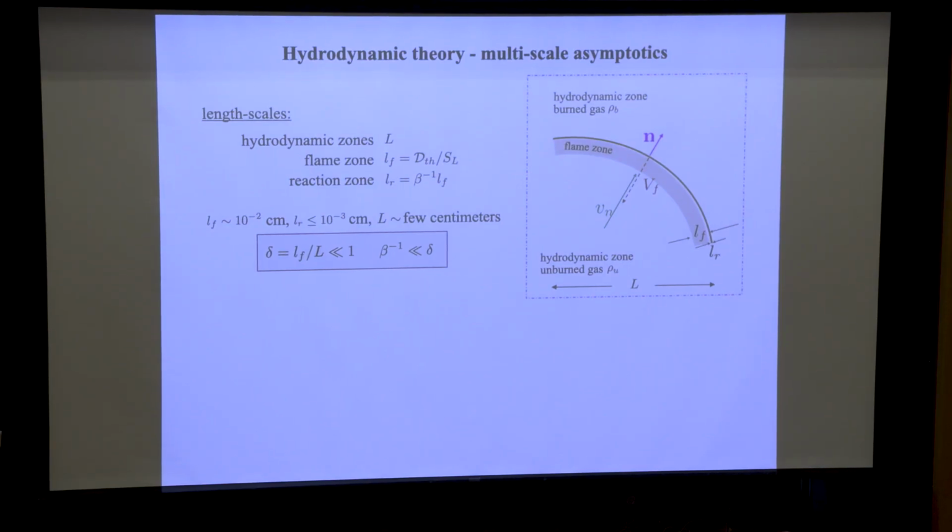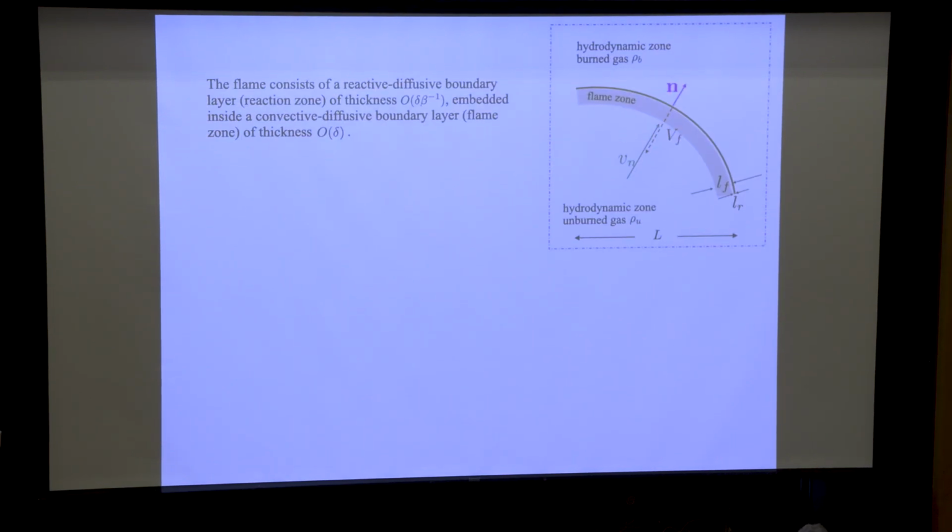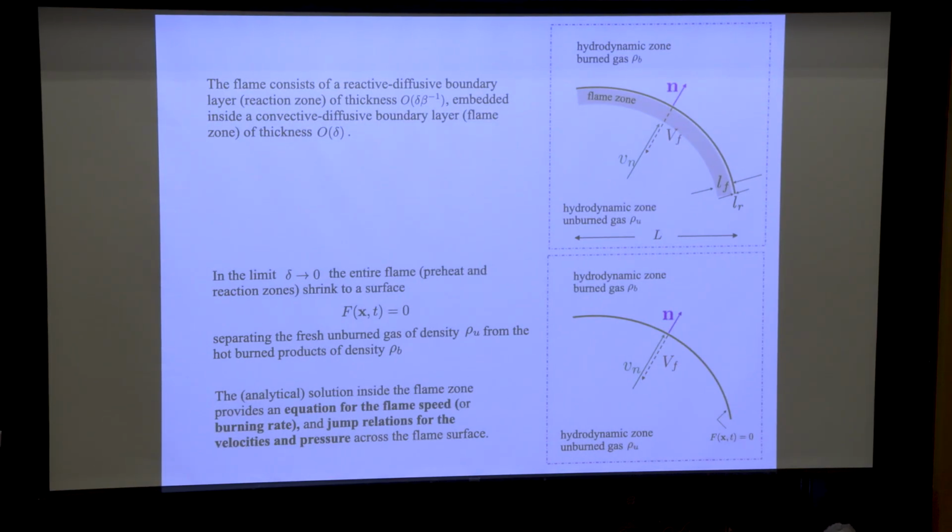And now some references. I'm going to skip that. The idea, again, I mentioned it a little earlier, is that we have a flame zone, and there is a reaction zone embedded in it. And in the limit, when delta goes to 0, it is a surface, and the surface is described by this function. What we are interested in is to determine essentially what that surface is and how it propagates, which is equivalent to determining the propagation speed or the flame speed. I showed that before, but it's a little more general now.